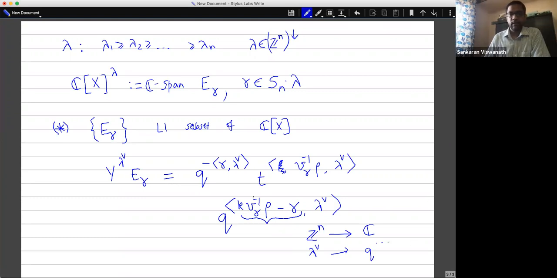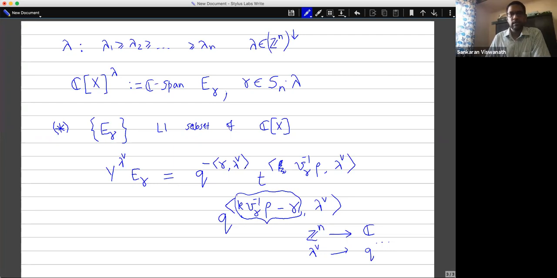For different gammas, it's clear that this is going to give you a different answer, because the k is sort of independent. You can just look at the power of q. That will already be enough to distinguish two different gammas. In other words, if I have two different gammas, I can find some lambda check on which those two gammas have a different answer.